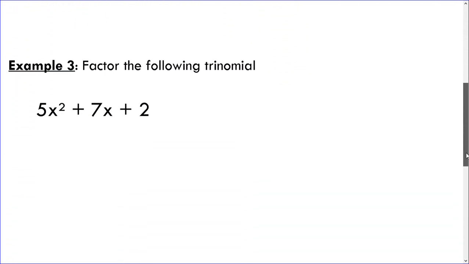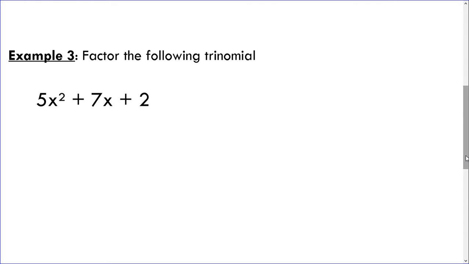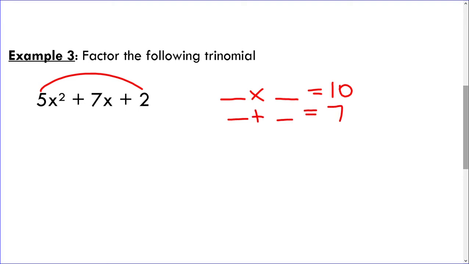Alright, so let's try to factor this one out. Factoring out the following trinomial: 5x squared plus 7x plus 2. In this case, same steps as before. We're going to take 2 things that multiply to give you the first times the third. So 5 times 2 in this case is 10, and those same 2 numbers have to add to give you 7. So 5 and 2 looks like it's going to be my numbers that are going to work for this one, because 5 plus 2 is 7, 5 times 2 is 10.